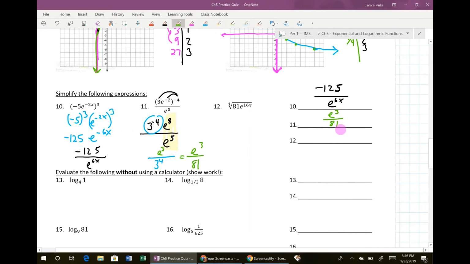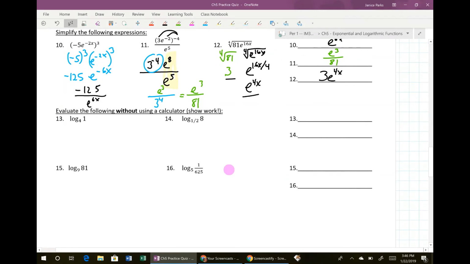For number 12, you take the 4th root of 81, so that's 3. And then you take the 4th root of e to the 16x. When you do that part, it's going to be e to the 16x divided by 4. So you divide the exponent by the root. That gives you e to the 4x. So I get 3 e to the 4x.